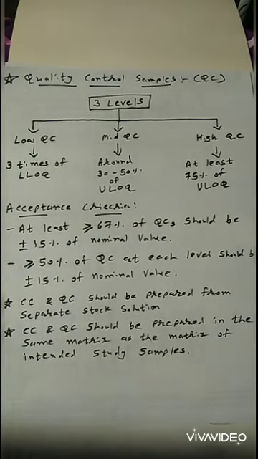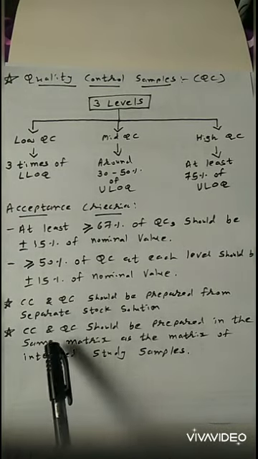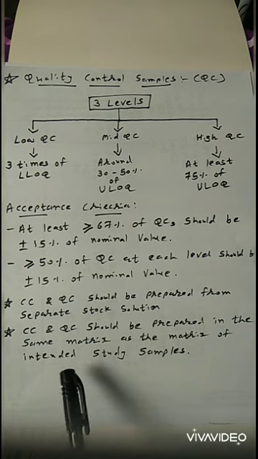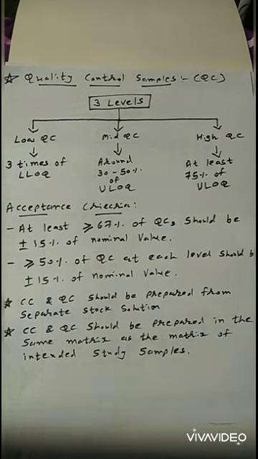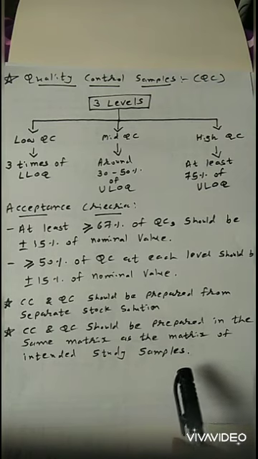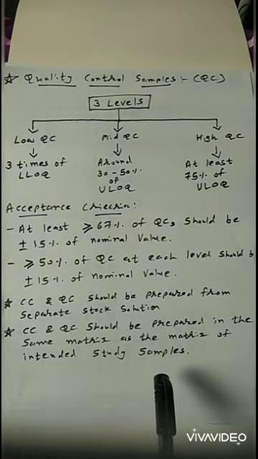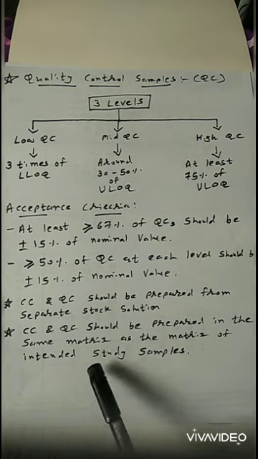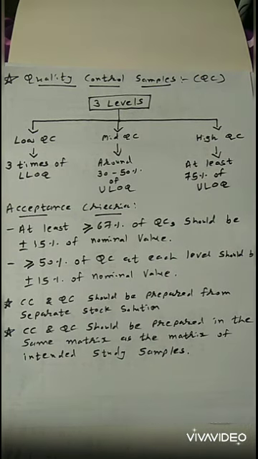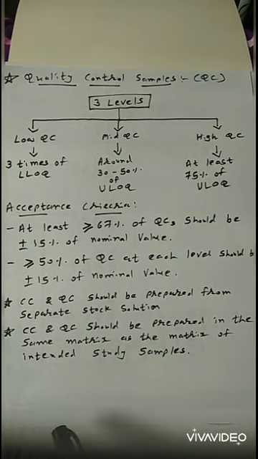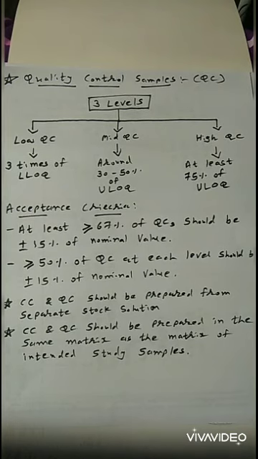Another thing is that calibration curve and QC should be prepared in the same matrix as the matrix of the intended study sample. That means if our study samples are in plasma, then our calibration curve and QC sample should be prepared in plasma. If our study samples are in blood, then our calibration curve and QC sample should be prepared in blood. Like this, there is the example of urine. Some drugs we measure in the urine, so we should prepare the calibration curve and QC sample in the urine.